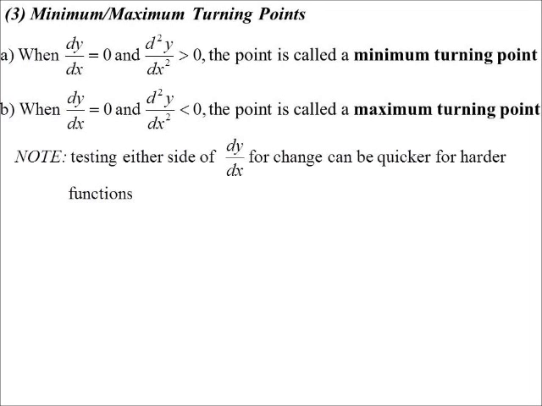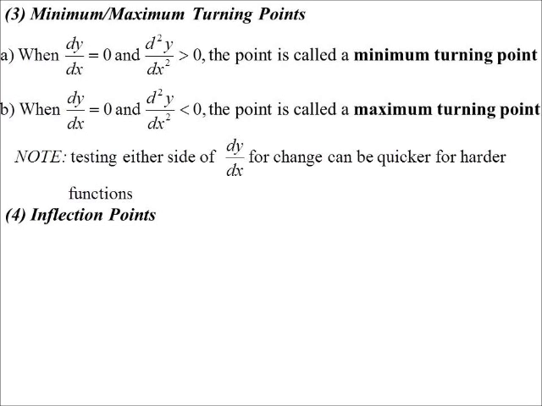Now, if the function's complicated and you don't want to differentiate it a second time, then just have a look at what's happening with the first derivative either side. Because if you know it's increasing, stationary, decreasing, that's a maximum turning point, and that might save time in some of the more complicated functions rather than differentiating a second time.